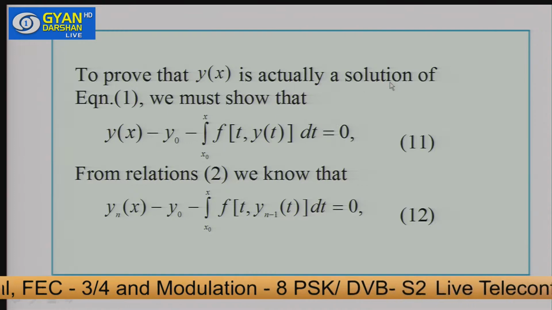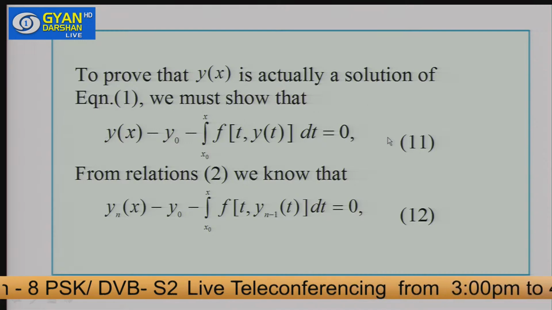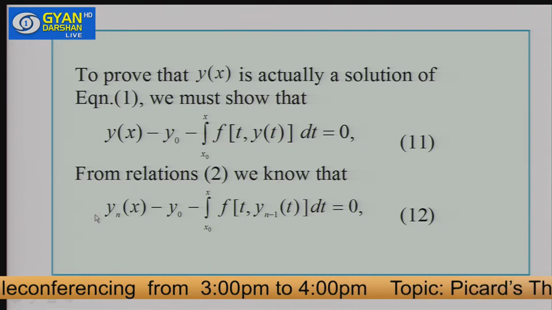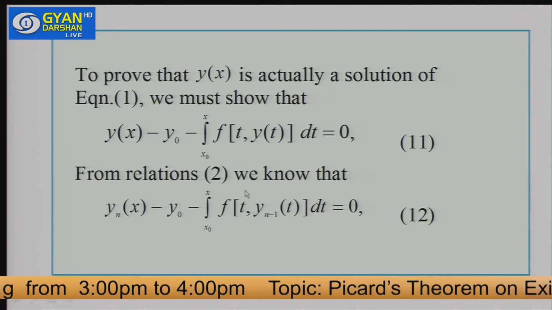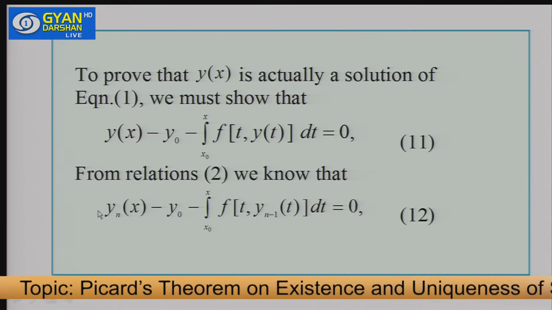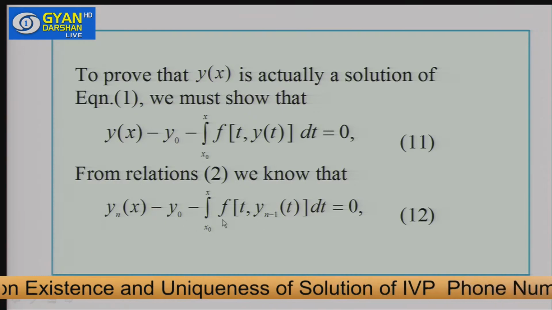So to prove y is actually a solution of equation 1, we must show that this is equal to 0. From this relation, we know that this is our definition of yn, nothing else. If you see, this is the definition of yn. They have taken y0 and this on the left hand side, nothing else. So now take the limit on it.